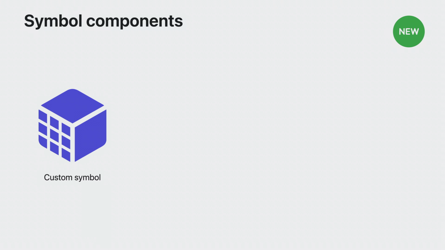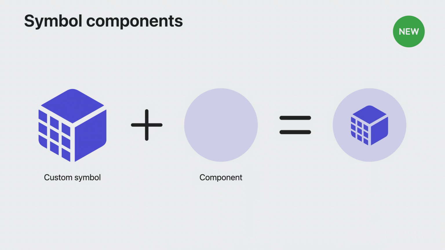One of our goals with SF Symbols has always been to help make it as easy as possible for custom symbols to fit right in alongside system-provided symbols to provide that consistent, familiar experience. So this year, we're super excited to introduce symbol components. A symbol component provides artwork and behavior that looks and feels like a system-provided SF symbol. Take one of your custom symbols, combine it with a symbol component, and you'll get a new symbol that, out of the box, looks and feels like its built-in friends.